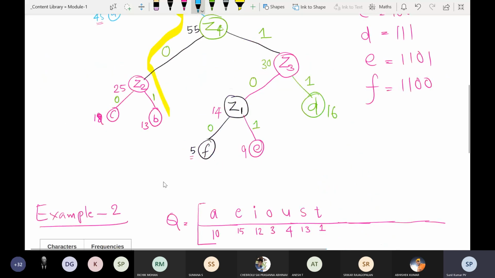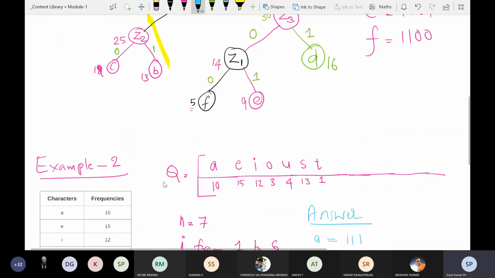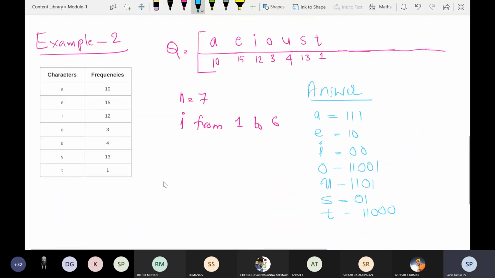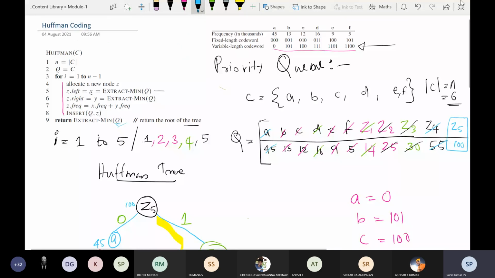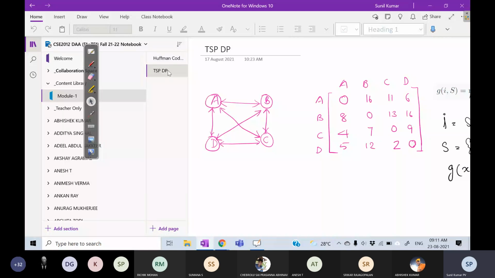In the notebook section, if you go, I think you can see there is a portion known as content library or something like that, where it will be available. And I am trying to be systematic. This is module 1, you can see on the left side, and in that we have Huffman coding, and the next problem that we are going to discuss is also there. When we start a new problem, I'll add a new page and name it with that problem. When we start a new module, I'll add a section called module 2, like that. That is my plan, so that the contents will be organized in a systematic way.